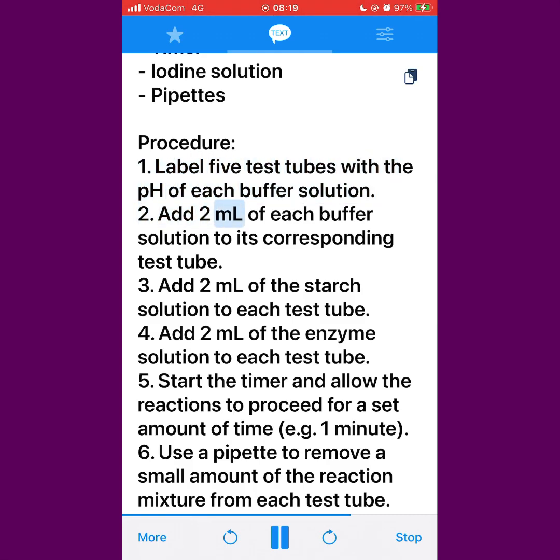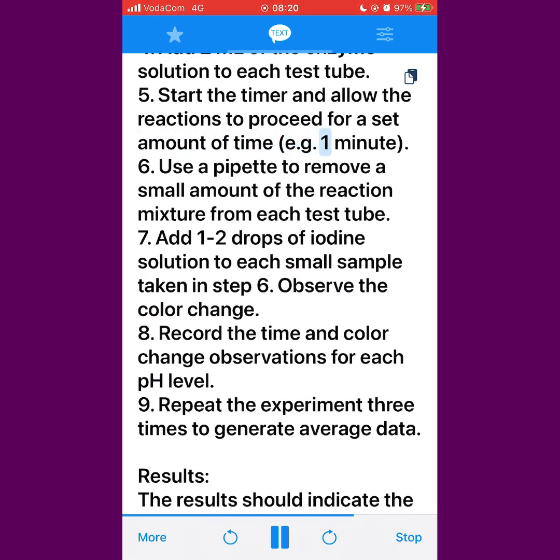2. Add 2 milliliters of each buffer solution to its corresponding test tube. 3. Add 2 milliliters of the starch solution to each test tube. 4. Add 2 milliliters of the enzyme solution to each test tube. 5. Start the timer and allow the reactions to proceed for a set amount of time, e.g., 1 minute. 6. Use a pipette to remove a small amount of the reaction mixture from each test tube. 7. Add 1-2 drops of iodine solution to each small sample taken in step 6.